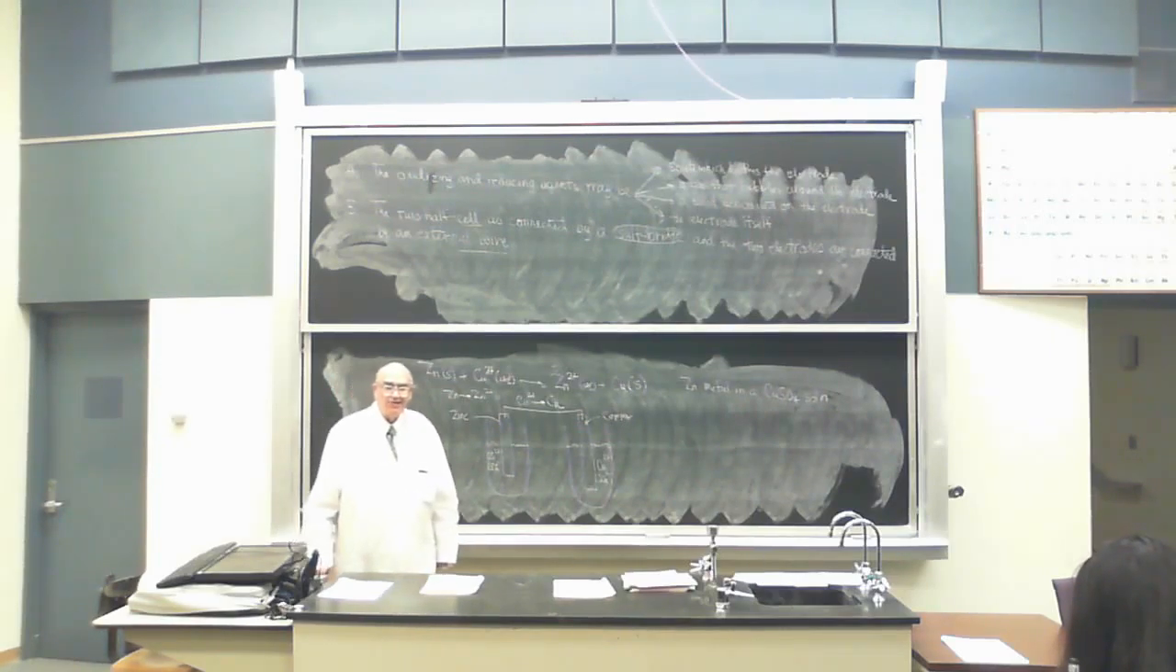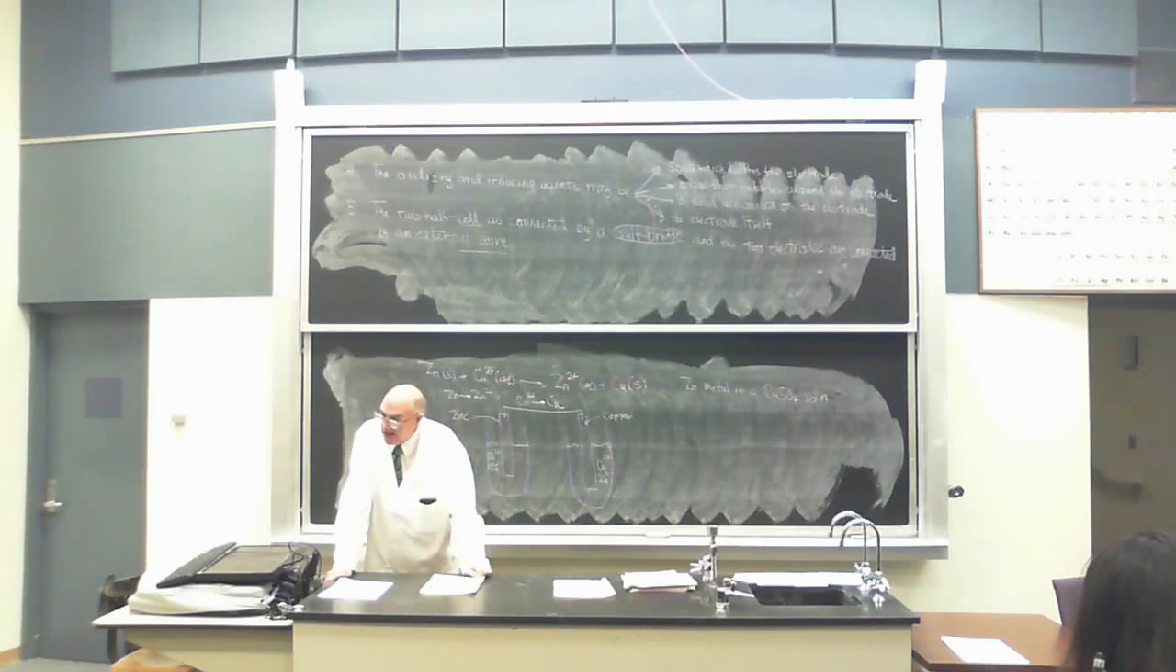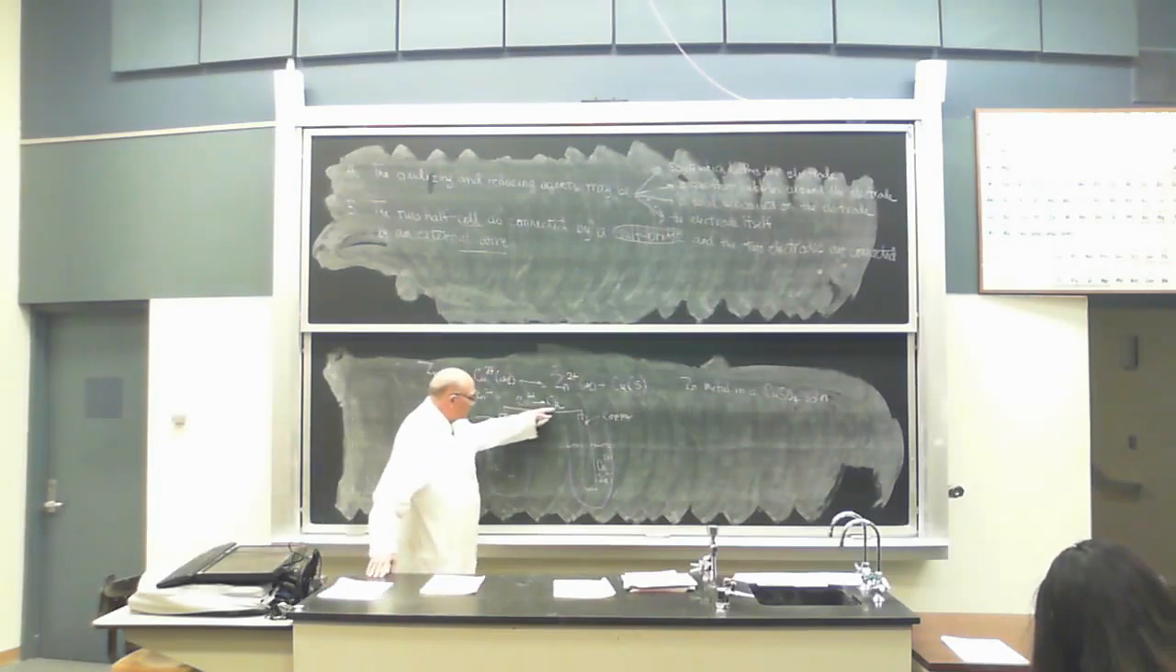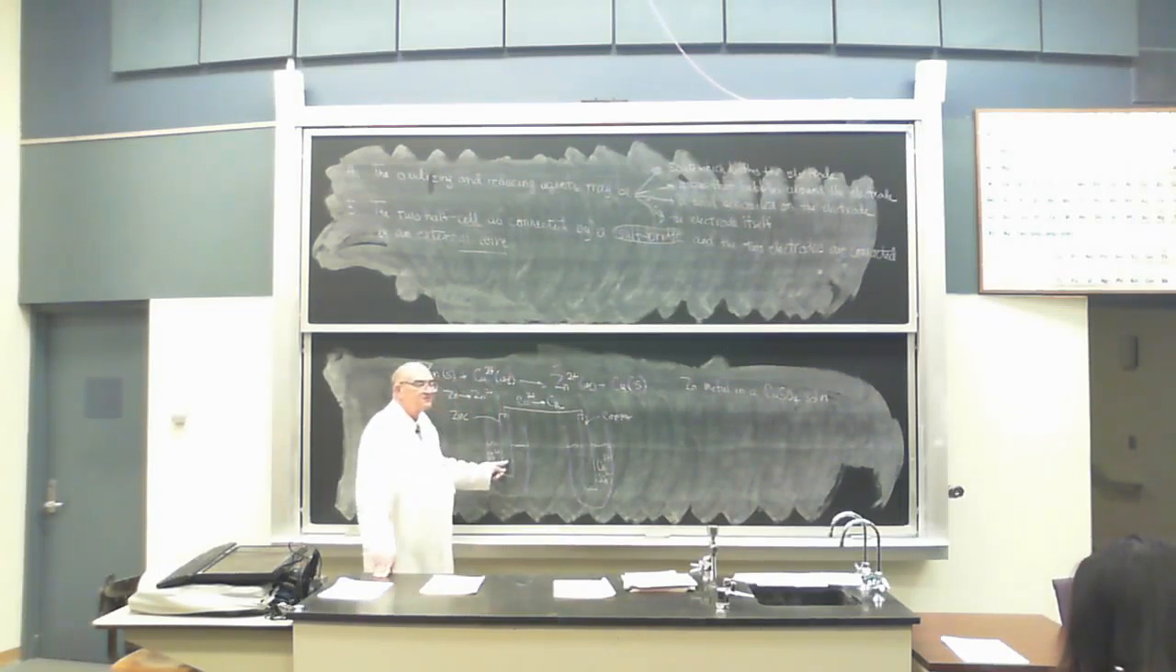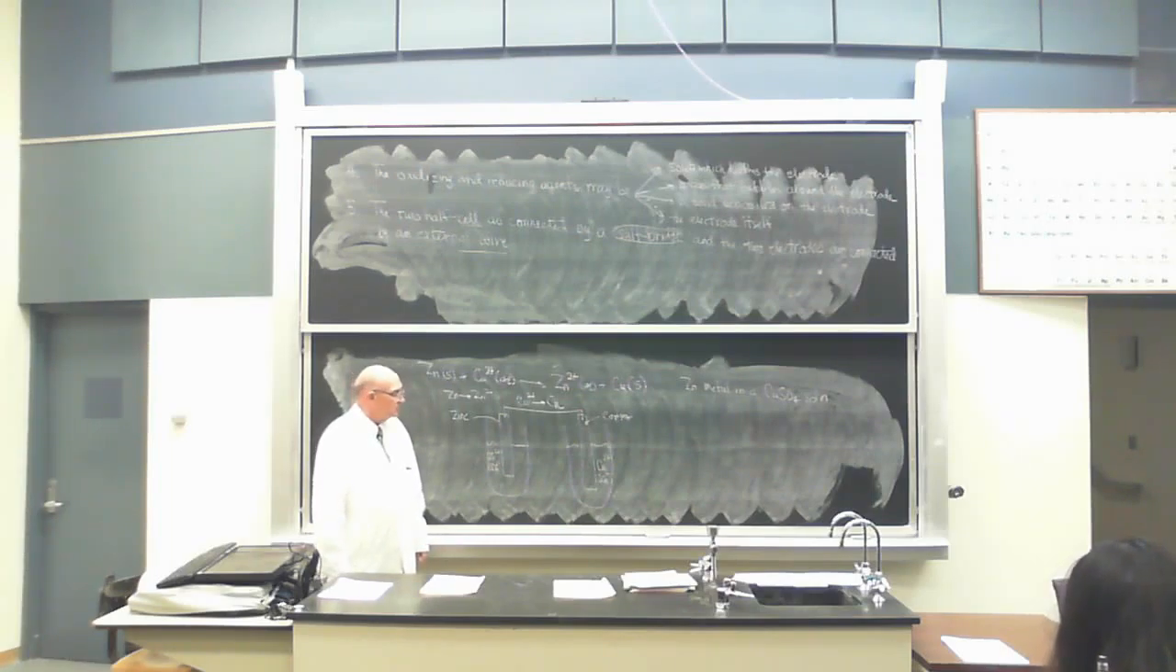Now, what I've got diagrammed there, that won't work. That's incomplete. For any cell to operate, you've got to have a closed circuit. The electrons have to get back to where they started. Well, we got electrons running around here, but how are they going to get from this beaker to this beaker? To get back where they started.